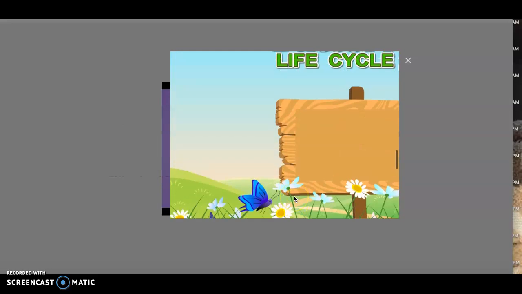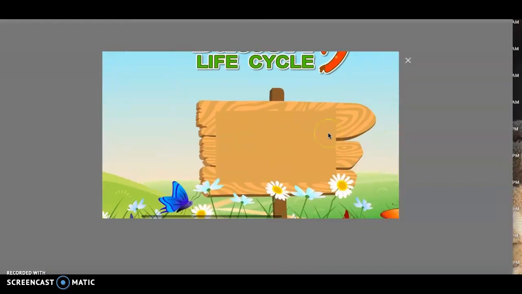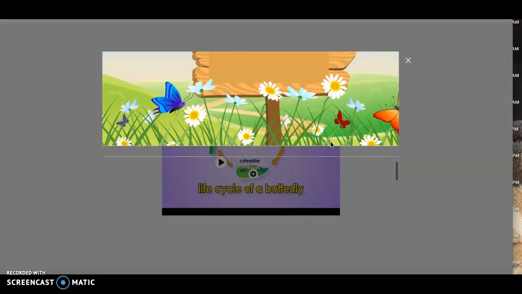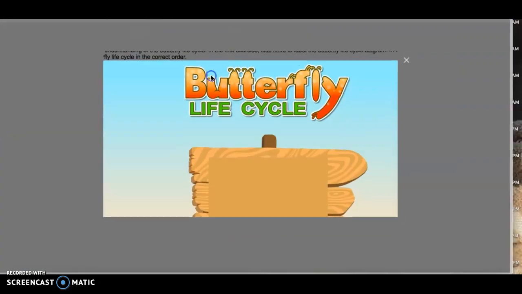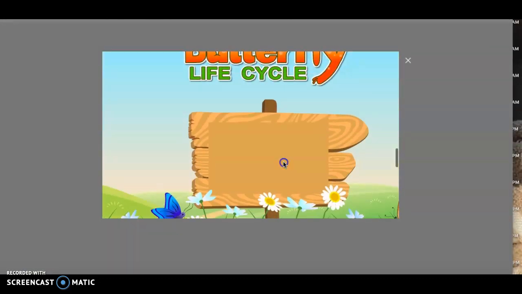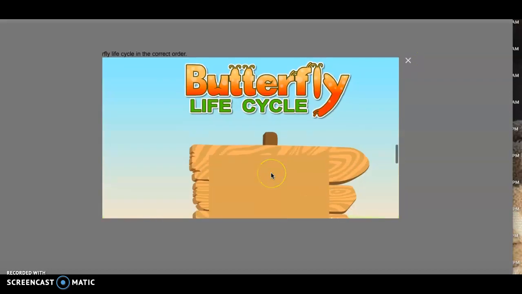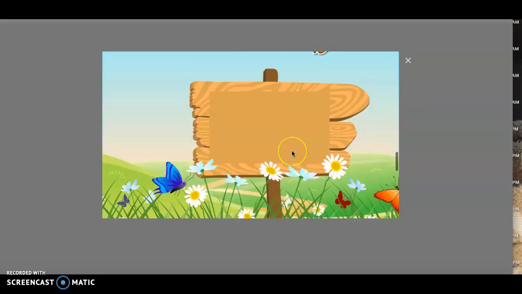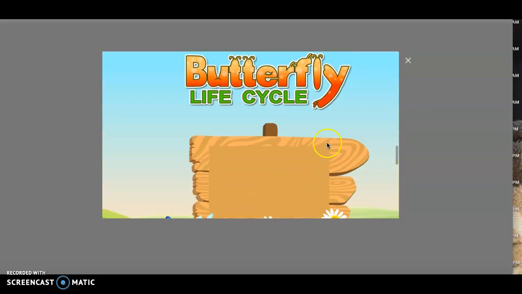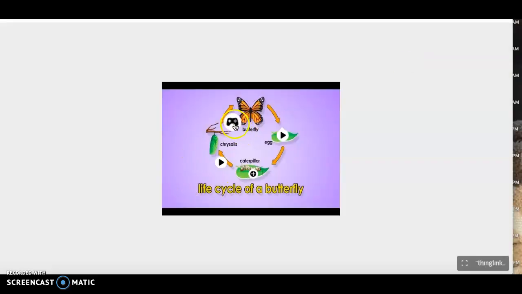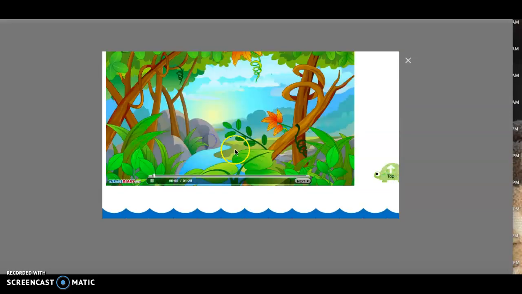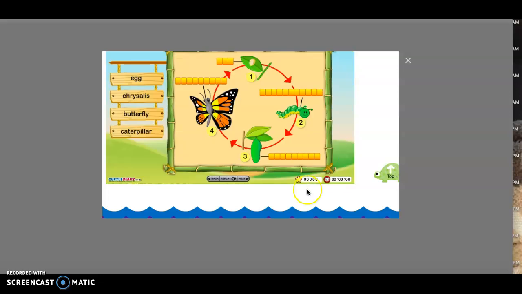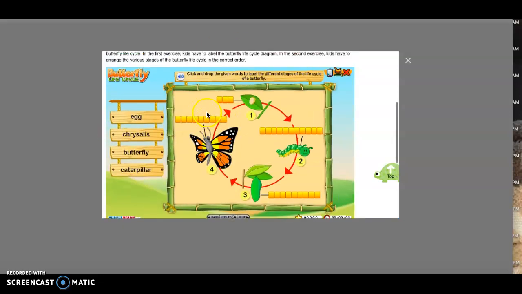Okay, here it goes. So this is called the Butterfly Life Cycle game, and basically it's an interactive game for students to play, where they are questioned on different stages of the butterfly life cycle, and it's a super fun resource for students to use. Let me see if it will let me play it. It gives you a little click and drop the given words to label the different stages of the life cycle of a butterfly.